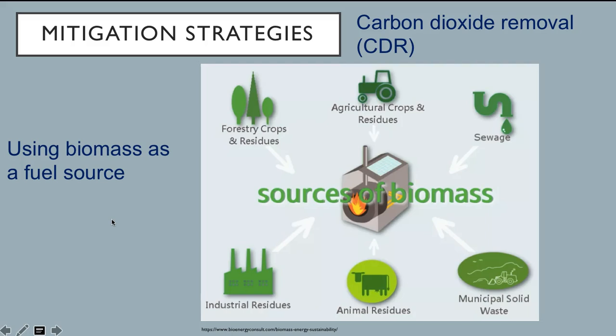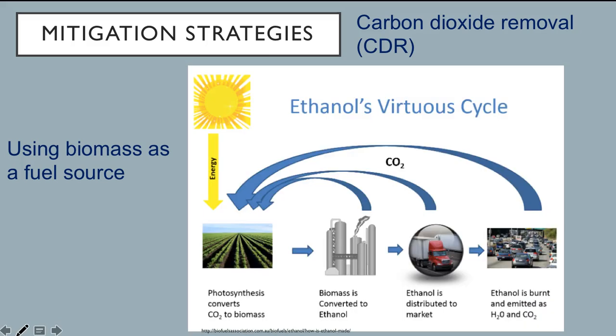Biomass is a source of fuel and can remove carbon dioxide from the atmosphere. Take a moment to stop the video and look at the different sources of biomass that can be converted to energy. This type of energy is called biofuel because the energy from these fuels comes ultimately from photosynthesis. The use of biofuel is considered carbon neutral, thus mitigating climate change.